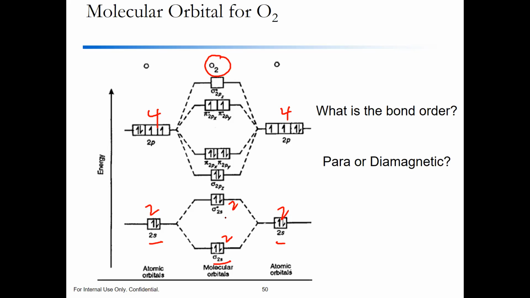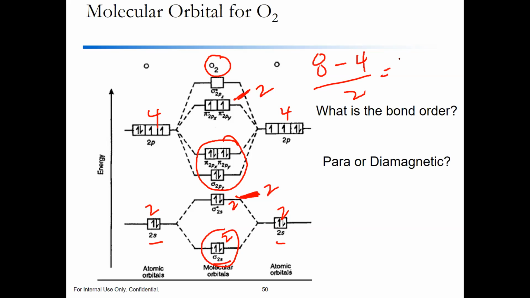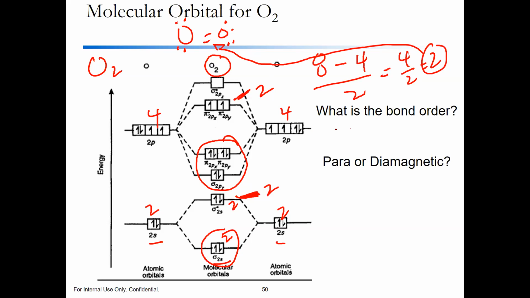So how many bonding electrons do I have? 2 and 6. That's 8. Minus how many anti-bonding? 2 there, 2 there. That's 4. Divided by 2. So the answer is 4 divided by 2, which is 2. So the bond order is 2. What do we know about O2? It is a double bond. Lewis structure O2, double bond. We got a bond order of 2. Does that predict the bond? Oxygen? Yes.